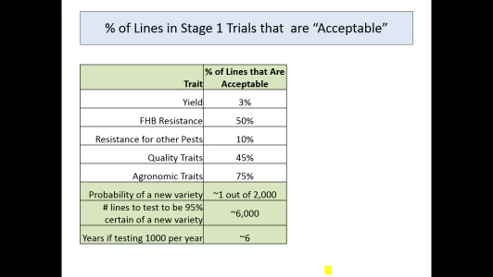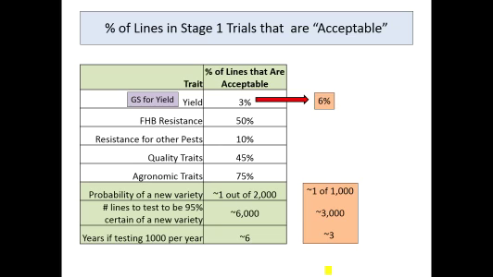Let's look at another way of doing marker-assisted selection, the genomic selection. This works for traits that are controlled by many genes with small effects like yield. So let's say I do genomic selection for yield. Instead of only 3% being acceptable for yield, now I'm up to 6%. That means 1 out of 1,000 could be new varieties. And I'd need to test about 3,000 of those to be 95% certain, and I can do that in 3 years. And basically by doing that, I'm twice as effective as if I did not do genomic selection.